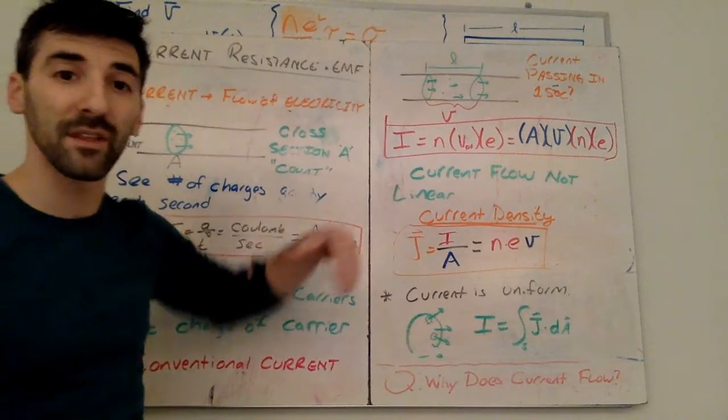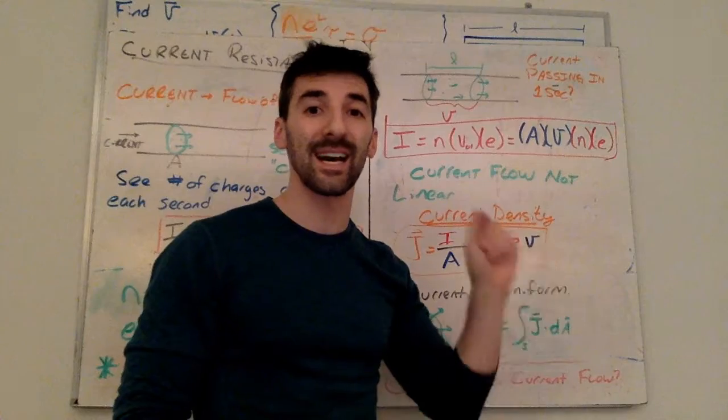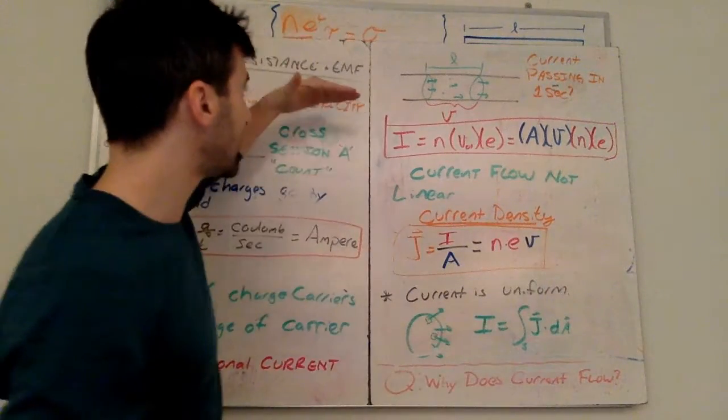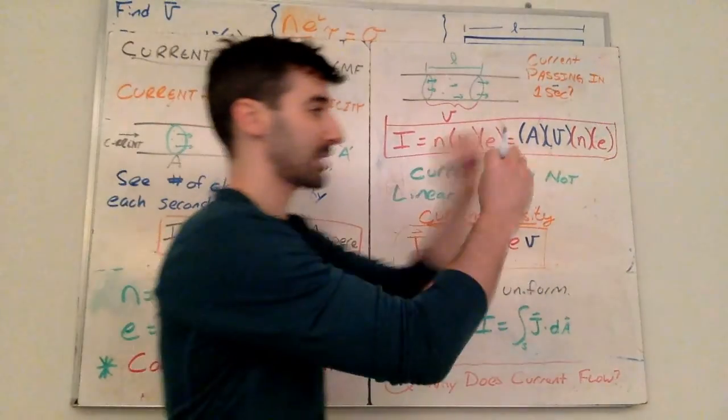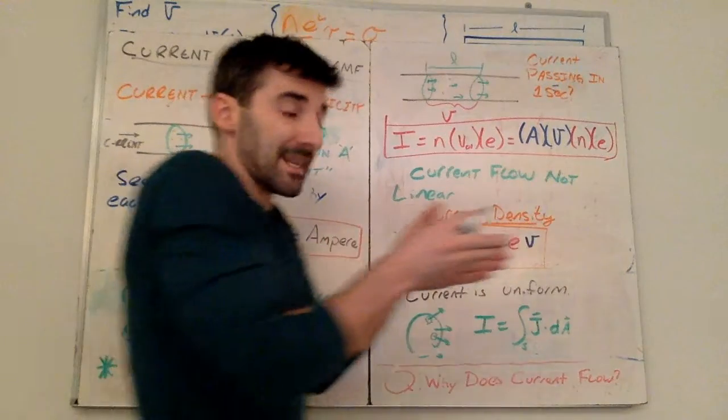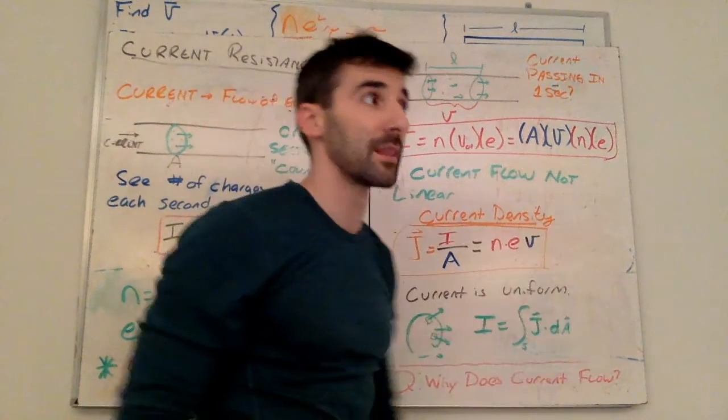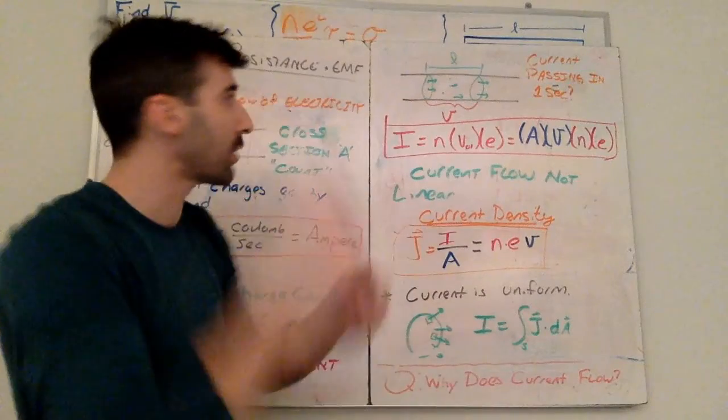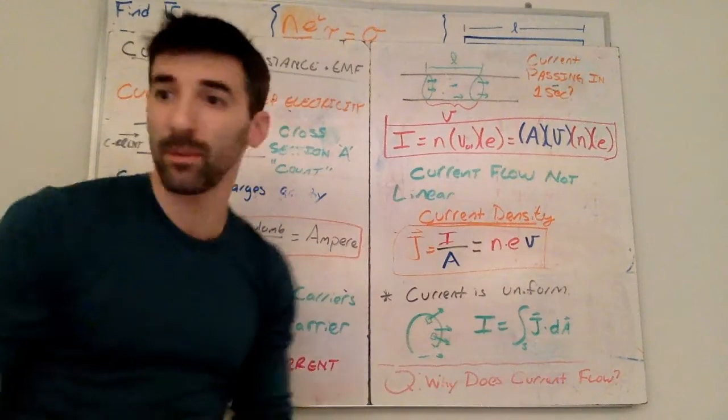Now, current flow, contrary to what a lot of people think, is not linear. In other words, it is not just an electron that hits an electron that hits an electron going this nice linear path. Electrons are bouncing all over the place. If I could get a better marker than this one.